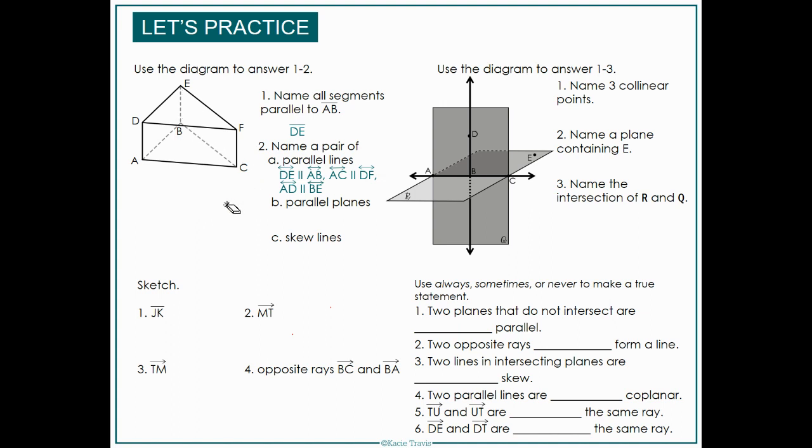Now, there is another set of sides. You could say EB and FC. That also works. But again, there's a couple different ones.